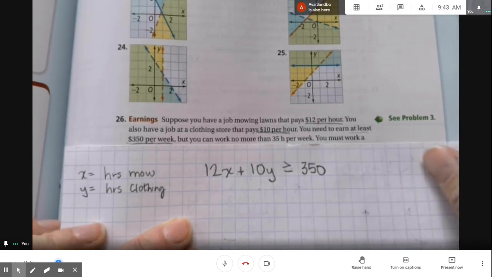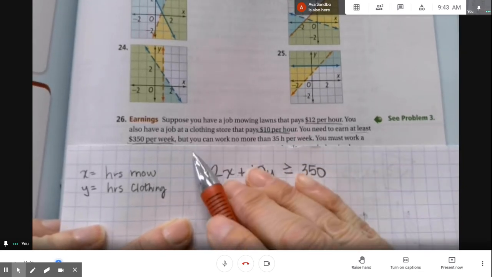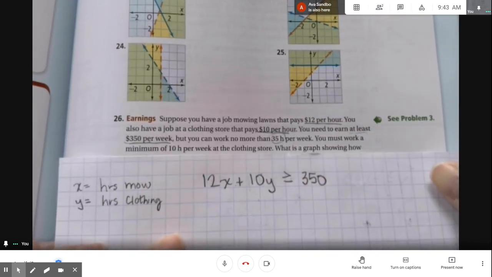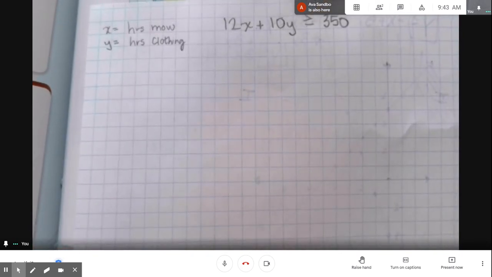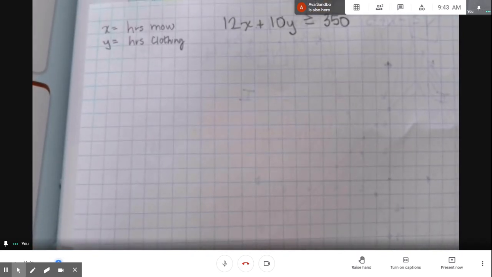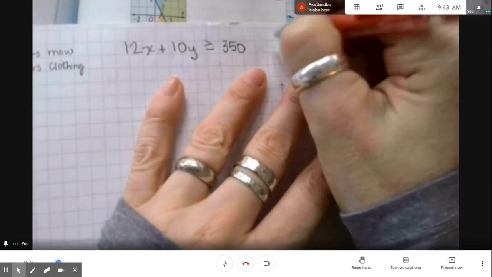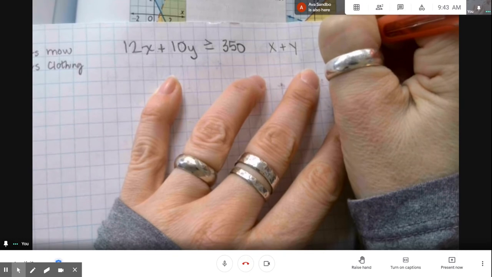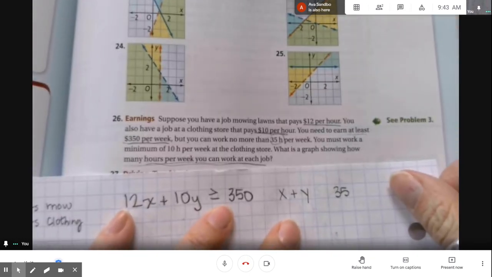Then it says you need to earn at least 350 a week, but you can work no more than 35 hours per week. When you talk about the hours, that's both things combined. Yep. So wouldn't it be x plus y is less than or greater than 35? X plus y, and let's do that 35 again. Because you said less than or greater than, but I don't think that's what you meant.